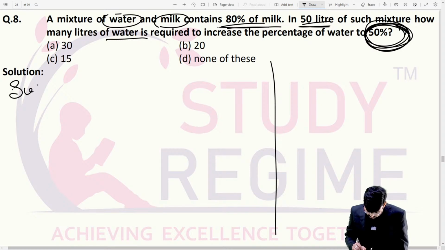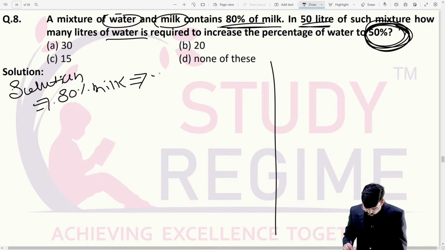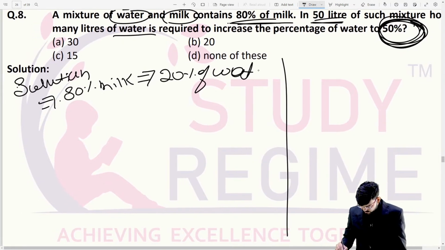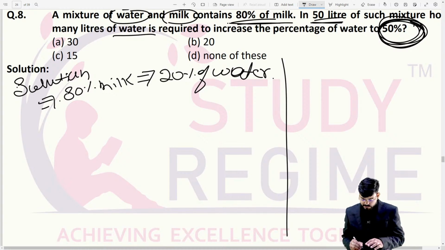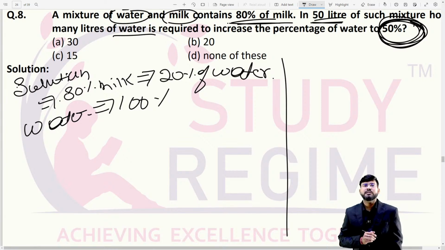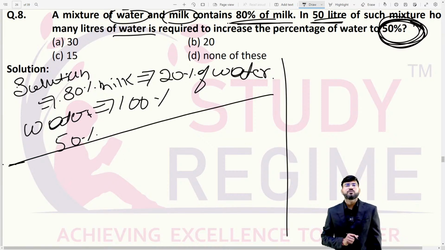In the given solution, 80% milk means 20% water. Now, what are we mixing? We are mixing water. This water is 100% pure. Now, we are mixing these two to get the ratio as 50%. This is the scenario which is given in the question. Now, we will solve like this.